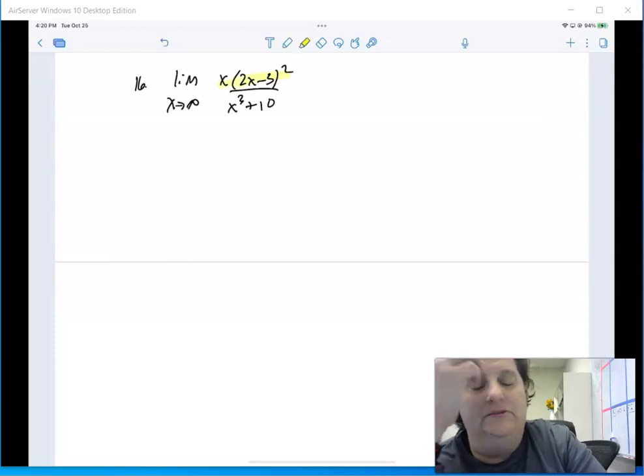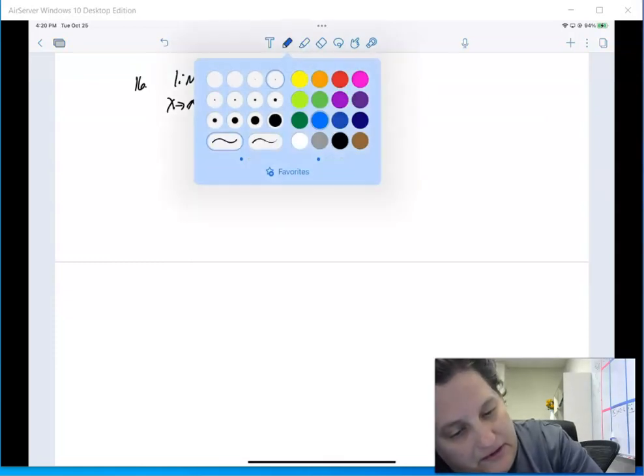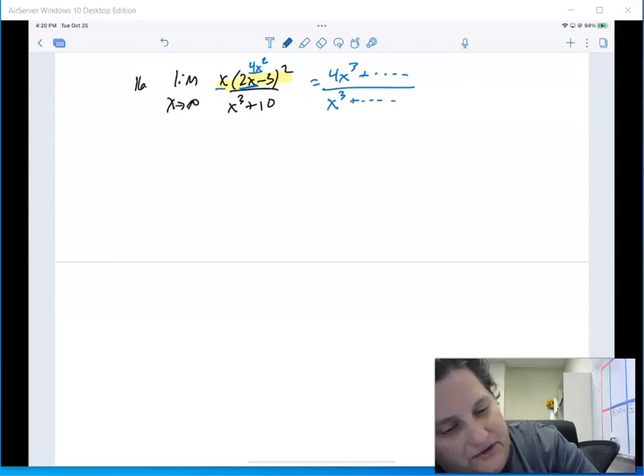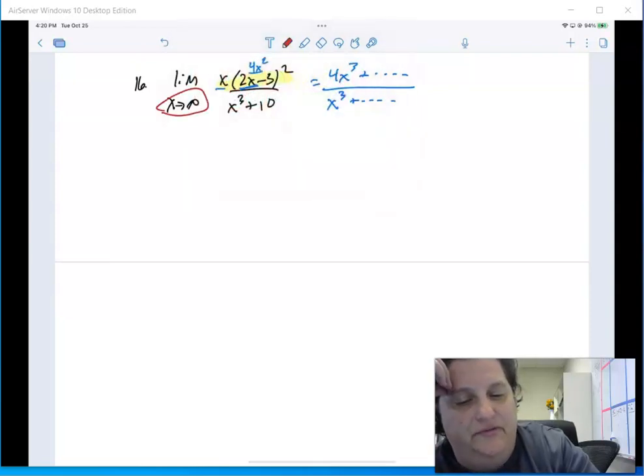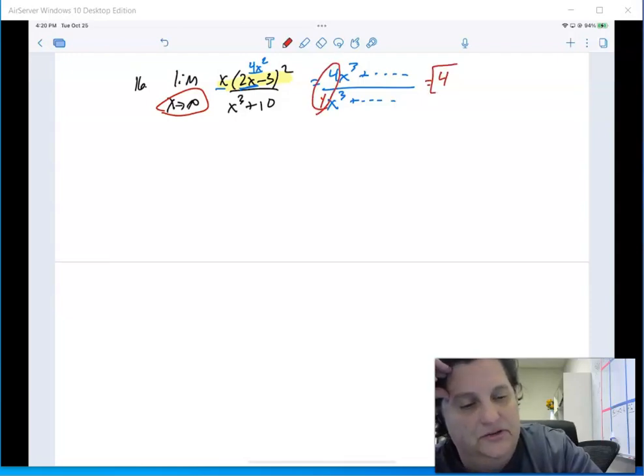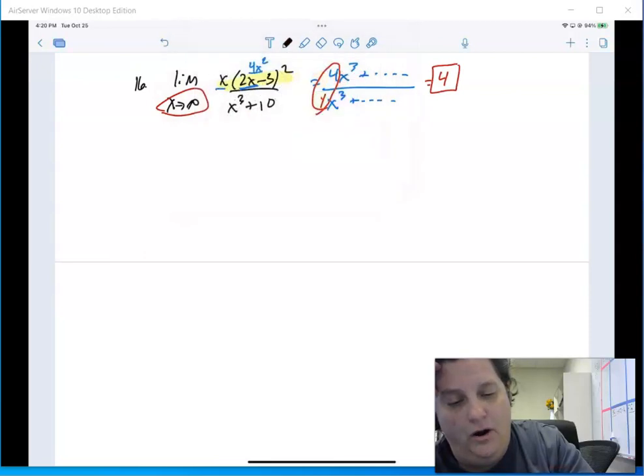Okay, if I were to multiply this out, which I'm not going to because that would be a pain, but if I were, 2x squared is 4x squared times x. So that gives me 4x to the third and a bunch of other stuff. And then on the bottom, x to the third and a bunch of other stuff. Since I'm going to infinity, we compare the degree of the top and bottom. Since it's the same, I'm going to use coefficients. That limit is 4.